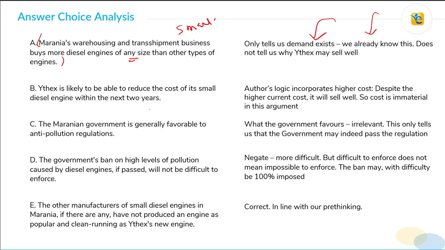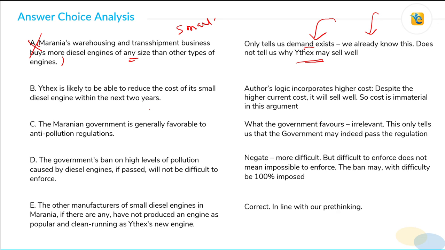The conclusion is about whether or not Ythex is going to sell well. Just the fact that demand exists for any small engine similar to Ythex does not tell us anything about whether Ythex itself will sell well or not. So option A therefore is absolutely not an assumption. So let's go to option B.